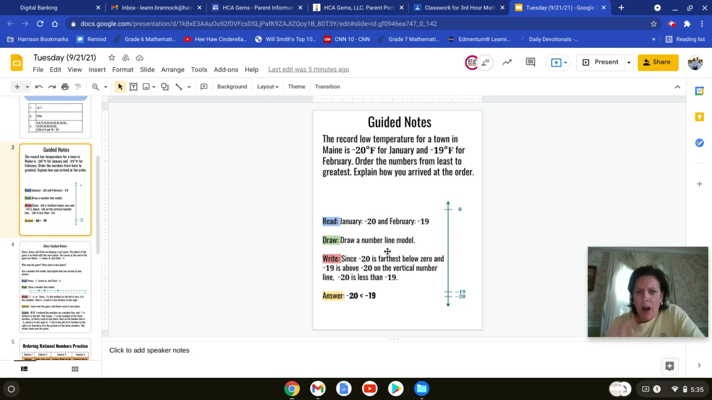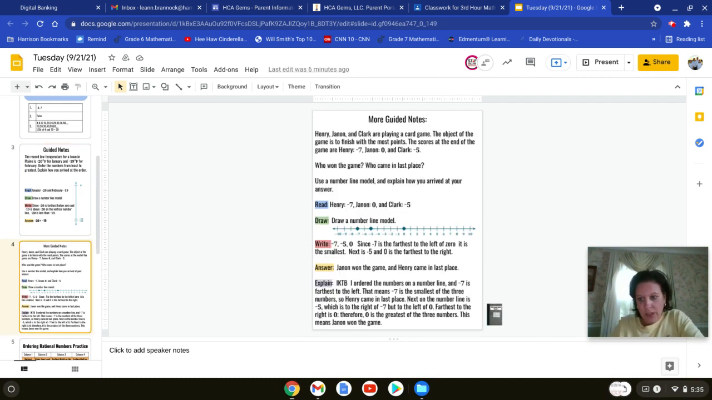Now, if you thought about it, the opposite of 20 is negative 20. The opposite of 19 is negative 19. So we're used to 19 being less than 20, but when you're talking about the opposite of 19 and the opposite of 20, the opposite must also be true: that negative 19 is now greater than negative 20.